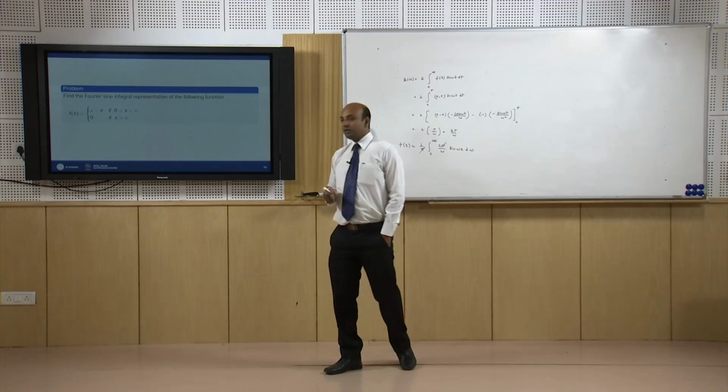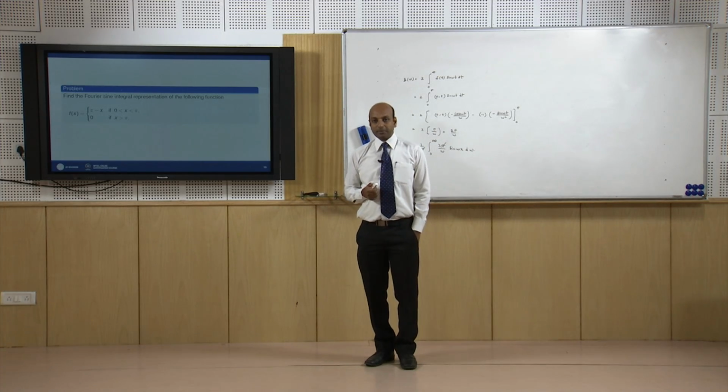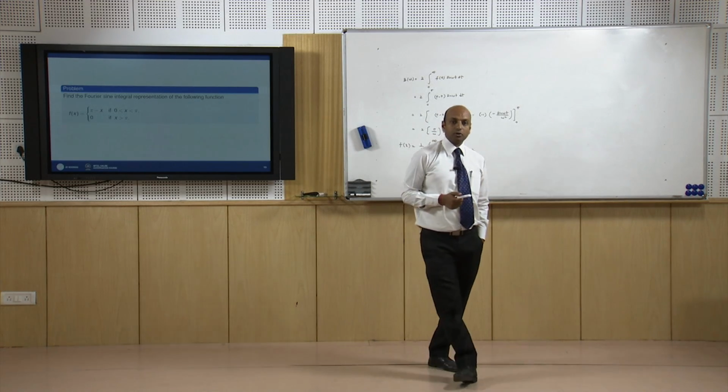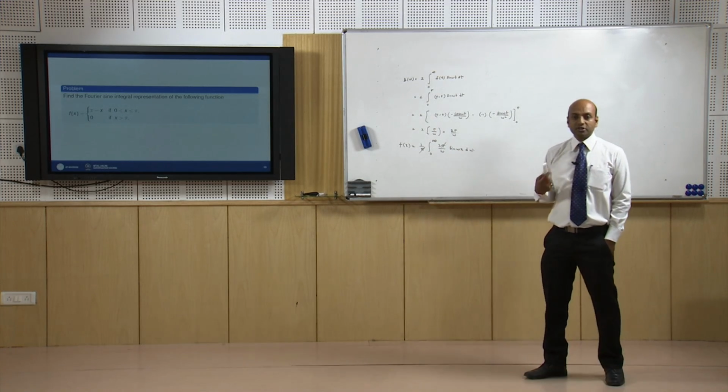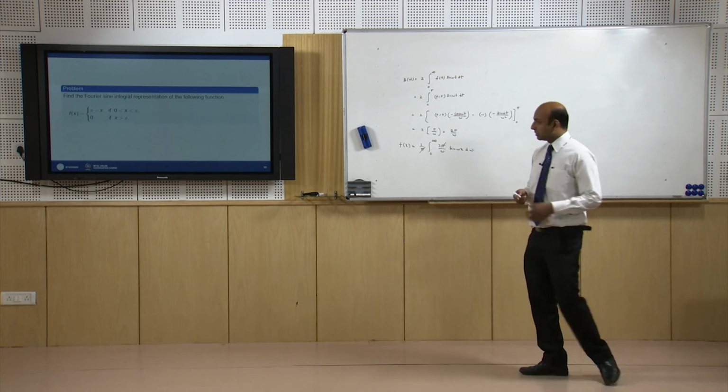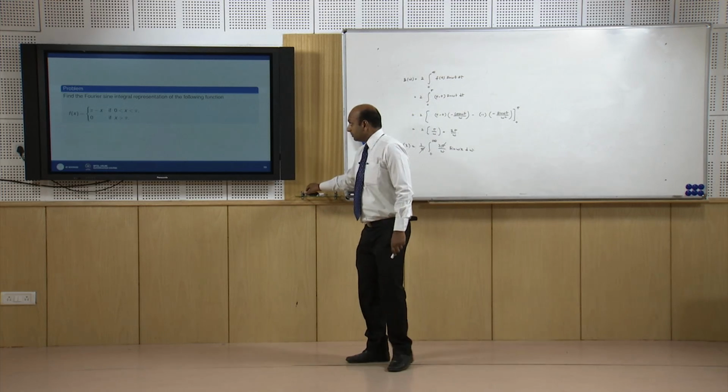So, in this way we can find the Fourier cosine or sine integral representation of a function defined over the half range, by extending the function, assuming it is an even function or an odd function. So, thank you.